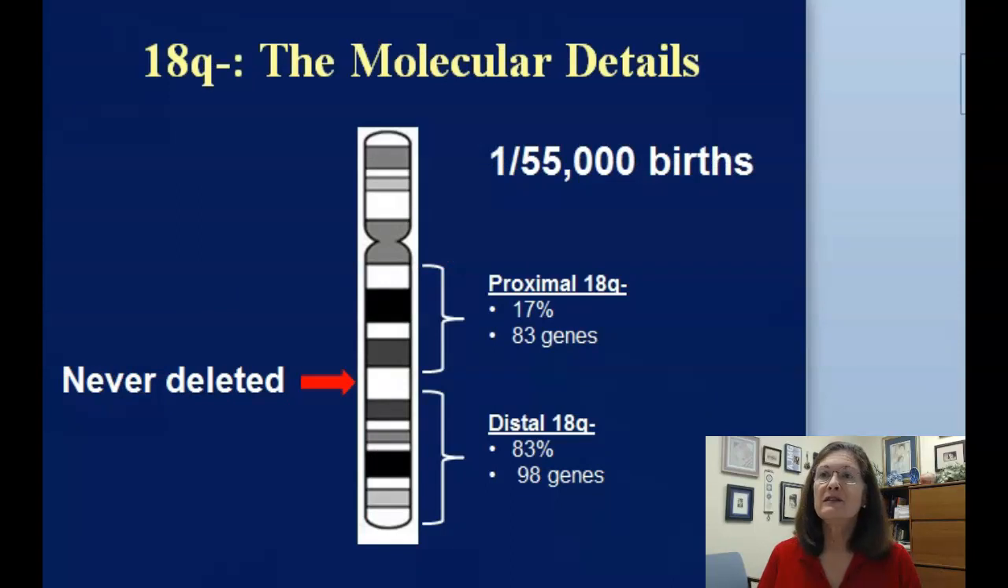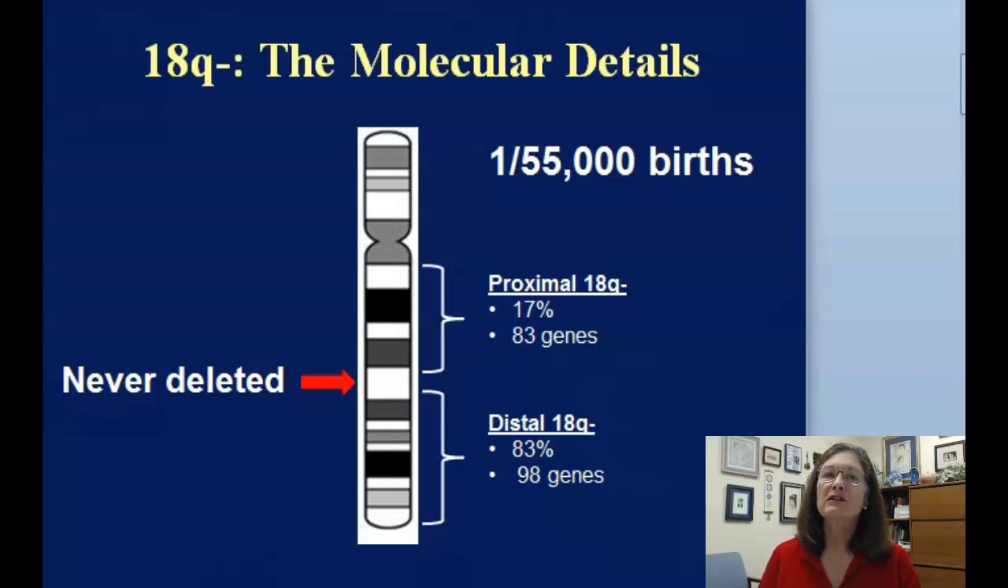And it's in fact so variable that we have enrolled well over 300 individuals, and no 2 people have exactly the same deletion. But what we have found is there's a region in the middle of the long arm of chromosome 18 that nobody has deleted. It's right here shown by the red arrow. And what that does is that makes 2 groups of people with 18q deletions. Those with distal, so farther from the centromere, have deletions in this region here. And people with proximal, so closer to the centromere, have deletions in this region here.